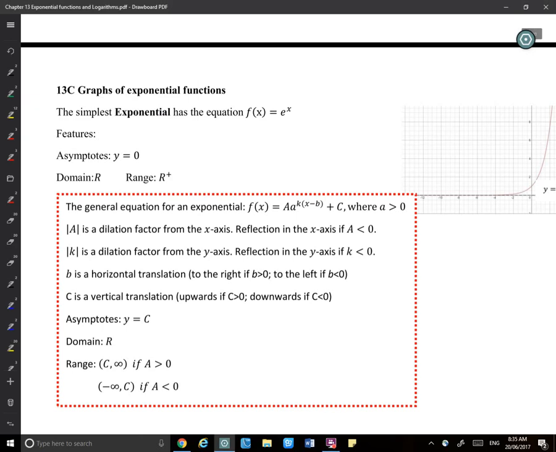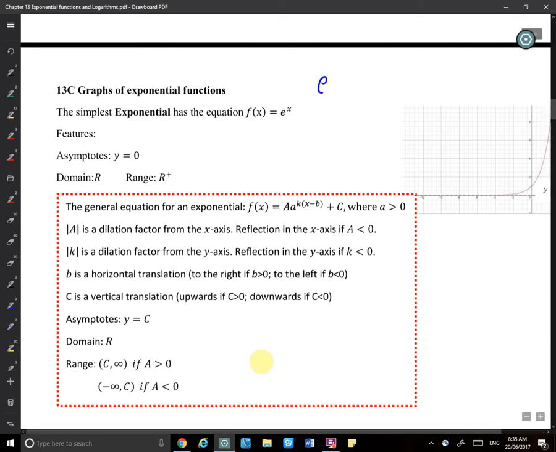All right. 13C, graphs of exponential functions. So we're trying to graph exponential functions. Before we start graphing exponential functions, I'll just introduce something called e. This e is similar to pi.